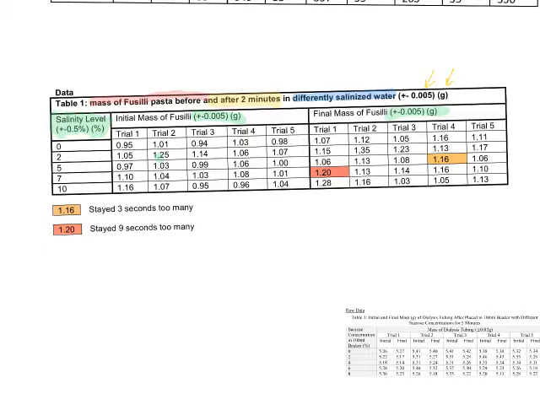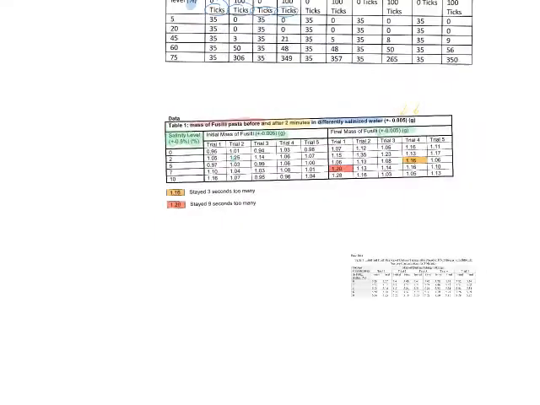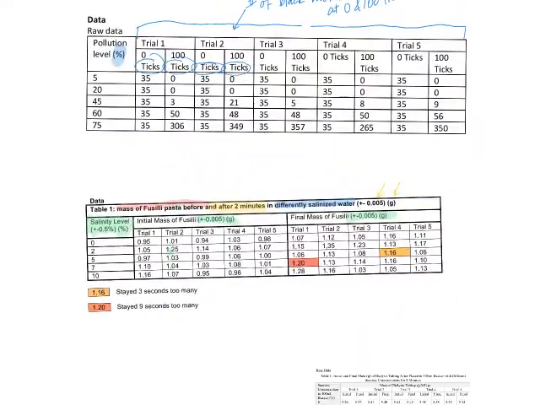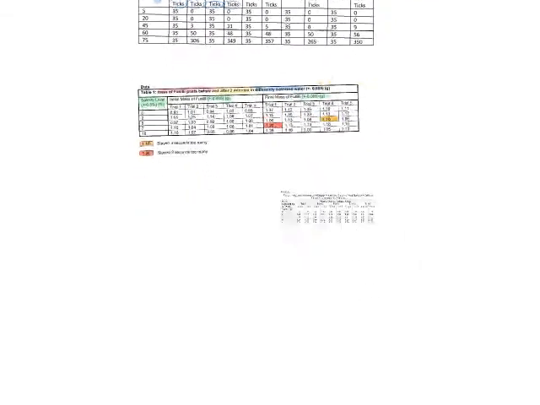The one thing I would say, they have two things highlighted here. One stayed 9 seconds too many, and one stayed 3 seconds too many. I would have them redo that instead of marking it this way. They should just fix it. Otherwise, this is pretty well organized. You can organize your data initial and final, or you can do it like this, where it's initial and final next to each other. They're both fine.